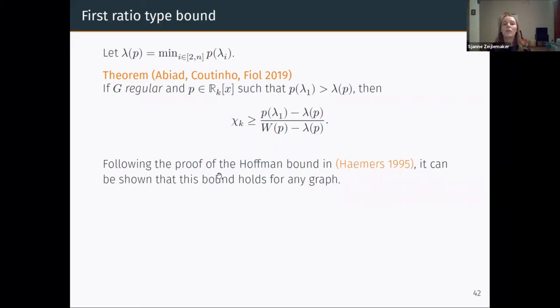But actually, if we follow the proof of the Hoffman type bounds from Haemers, we can show that this regularity condition is not strictly necessary. So even if we have any type of arbitrary graph, we may always apply this bound to find the lower bound of the k-chromatic number.